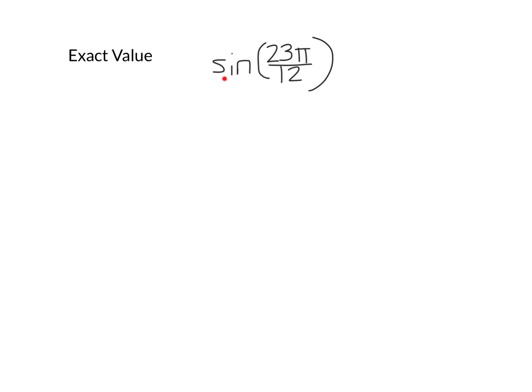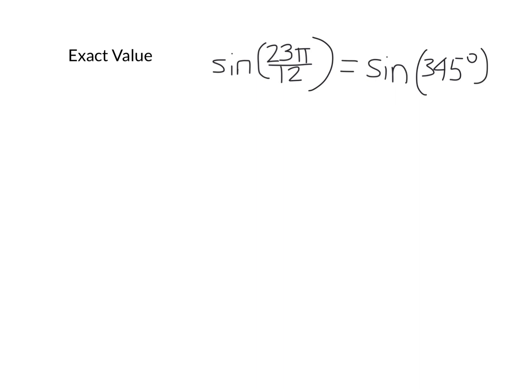If you're given an exact value to find like this in radians, let's first just convert it to degrees, because that makes life so much easier. So 23 pi over 12 turns out to be 345 degrees. You could have got that just by going 23 pi over 12 times 180 over pi. Okay, so how are we going to find the exact value of sine 345?